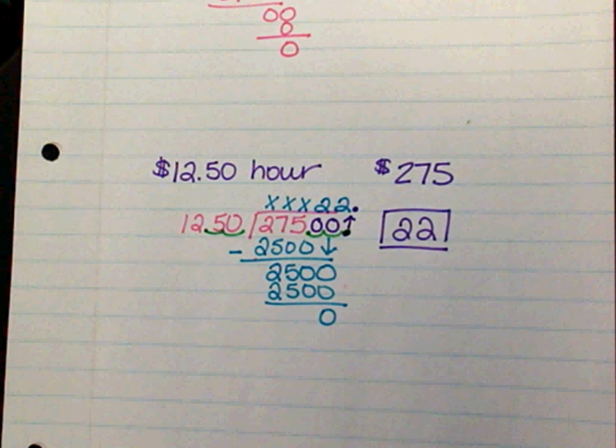But where is your decimal? Remember our decimal, the new placement was here, so I'm going to bring it up. The decimal is behind, that means it is a whole number. It will take me 22 hours to get the amount of money that I need for whatever you're buying.